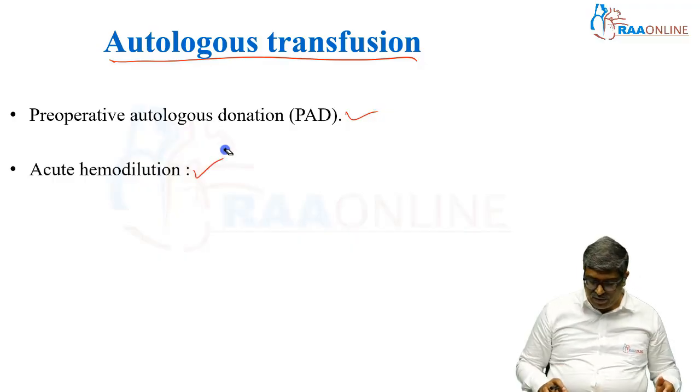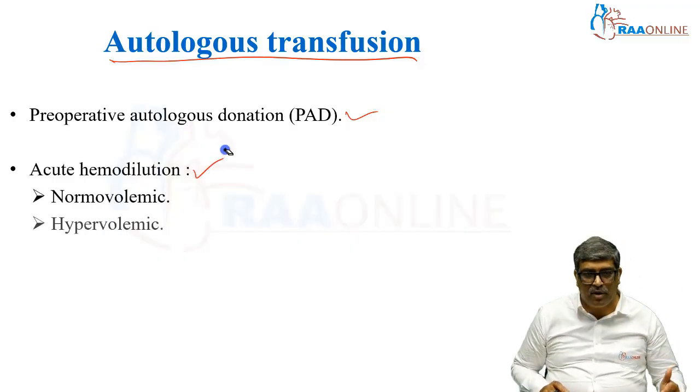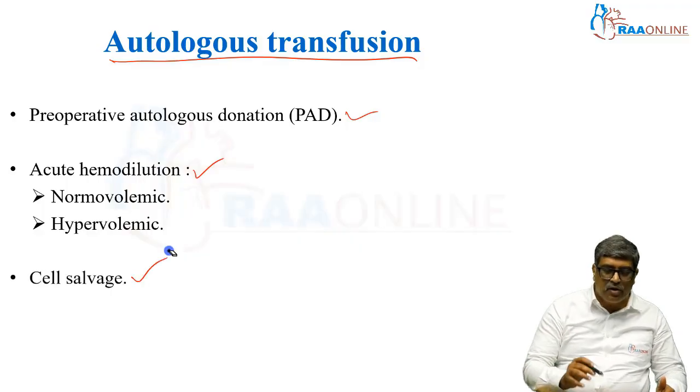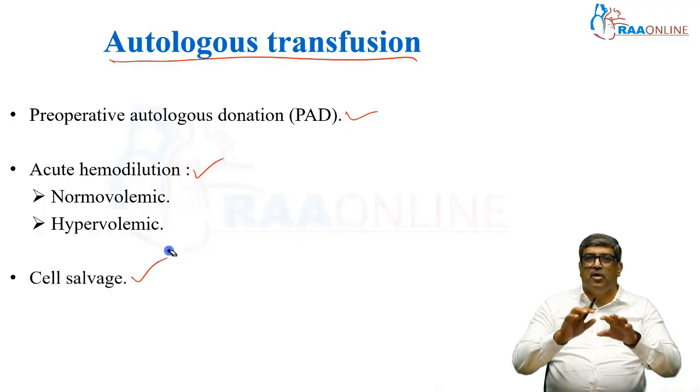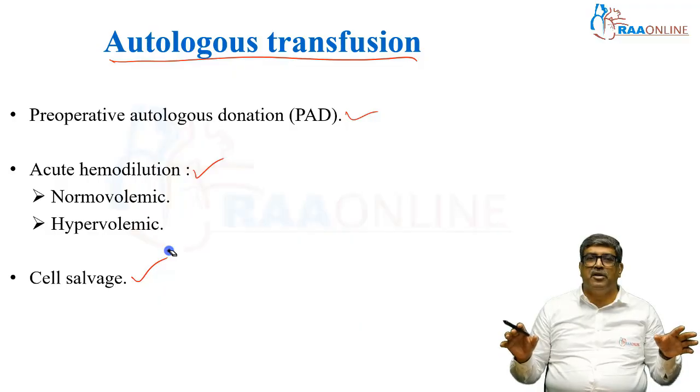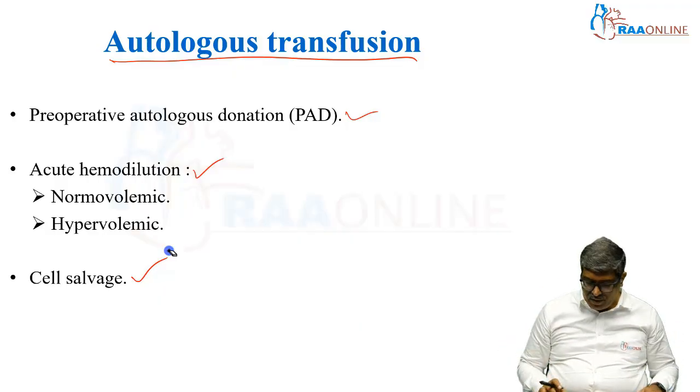Acute hemodilution, which can be normovolemic or hypervolemic. Third one is the intraoperative cell salvage. Here no external blood is being used, only the patient's blood is being used.